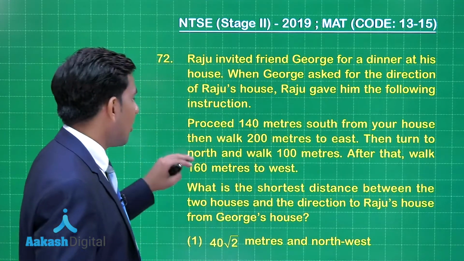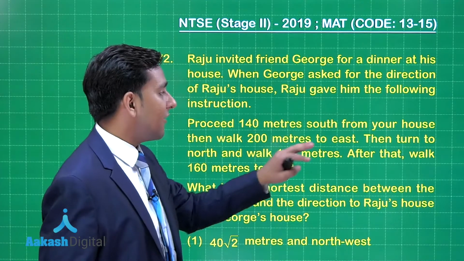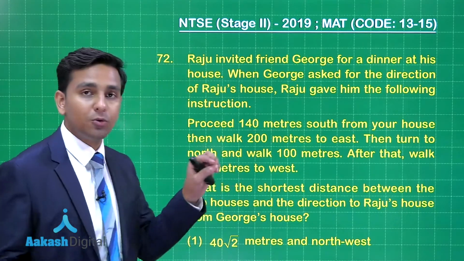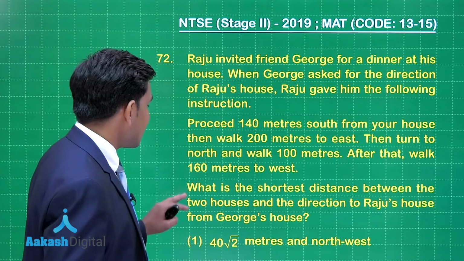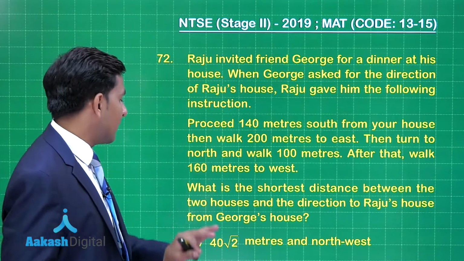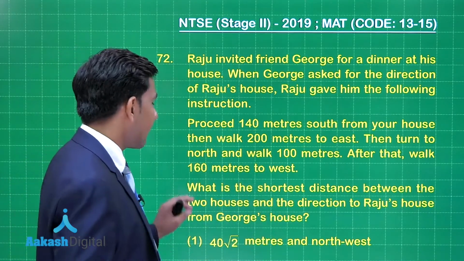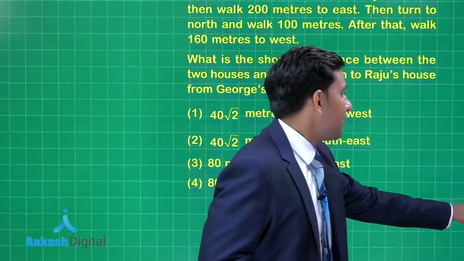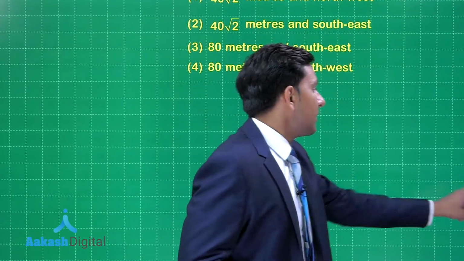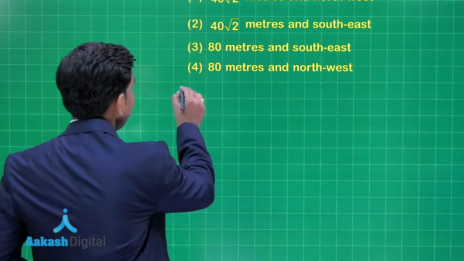Then turn to north and walk 100 meters. After that, walk 160 meters to west. Further, this question says, what is the shortest distance between the two houses and the direction to Raju's house from George's house? First of all, let's draw a diagram that represents the given information.